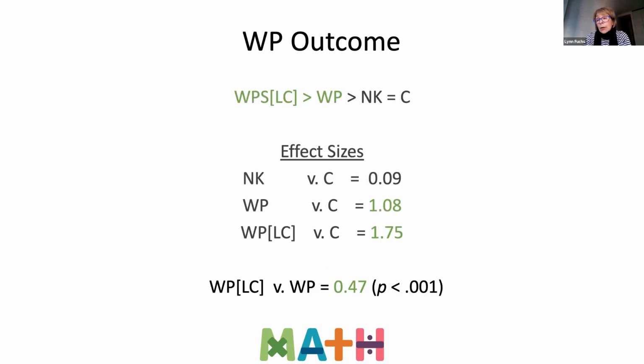But on the word problem outcome, only the 2 word problem conditions performed better than control, and the number knowledge condition did not. There you see that the number knowledge versus control group effect size was 0.09. For both word problem conditions, the effect size was large. But what you also see is that the word problem solving with language condition performed stronger than the word problem without language condition, with an effect size of about half a standard deviation.